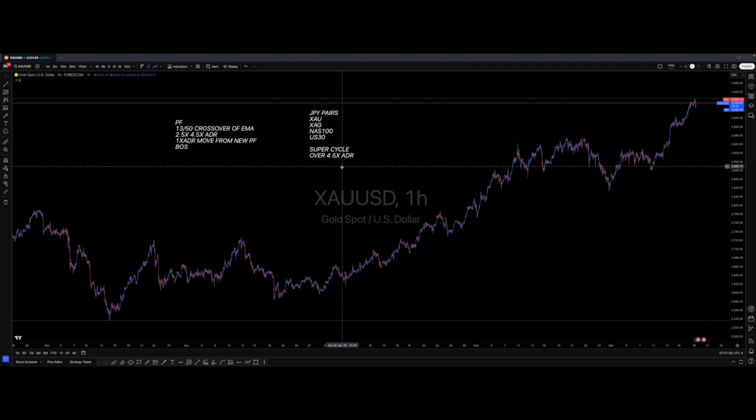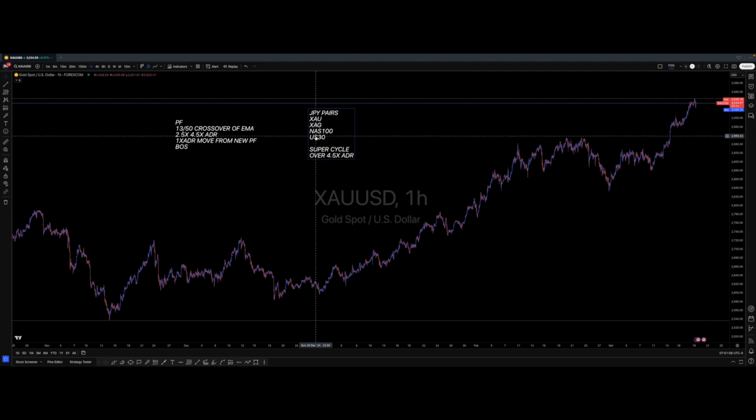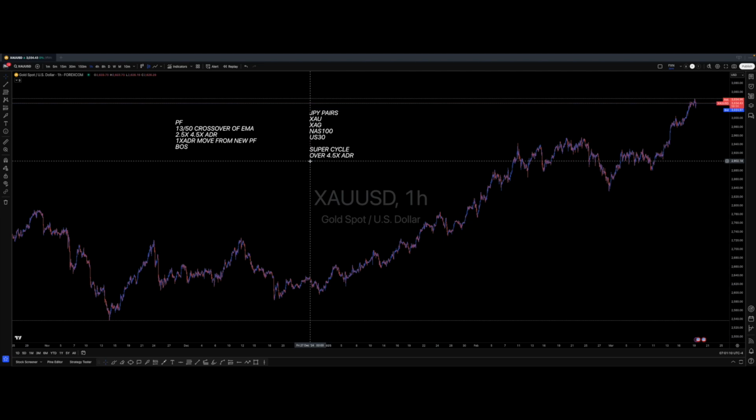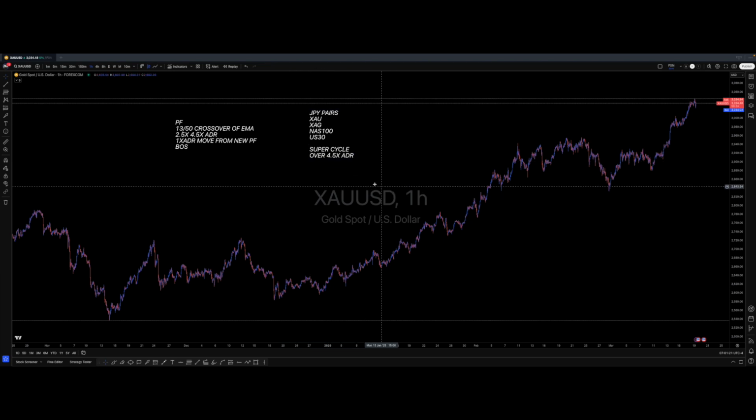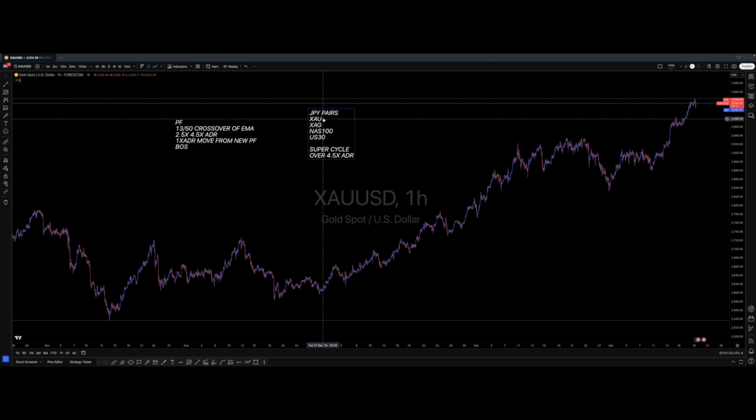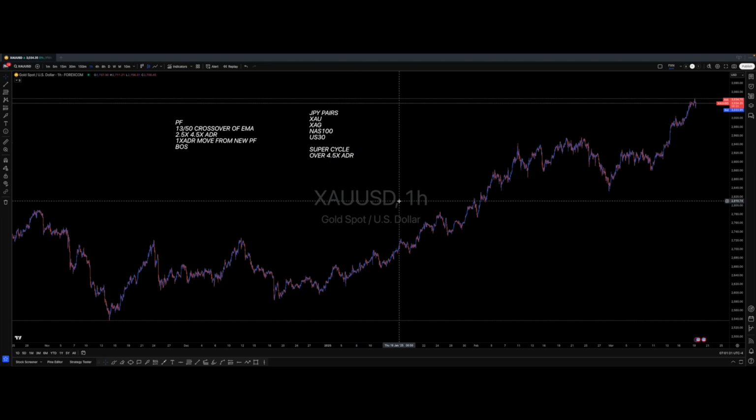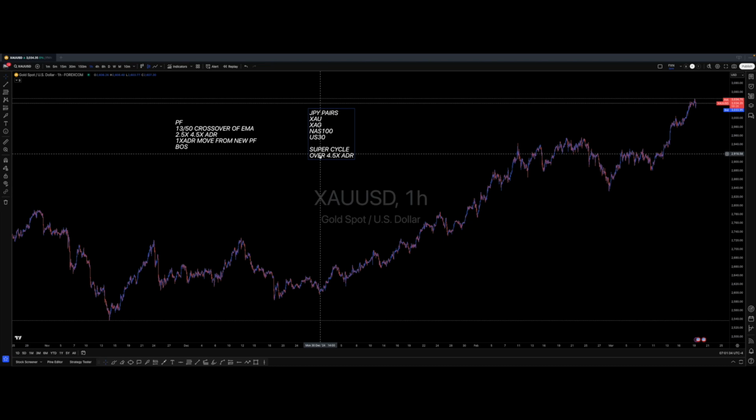Now, this phenomenon only happens on these specific pairs that I've found so far. I don't trade all the pairs, so I don't do backtesting on all of them. If you want to figure that out, you could do your own backtesting and see if that happens on other pairs. But I know for sure it happens on these pairs specifically: all JPY pairs, gold, silver, NAS, and US 30 are able to do super cycles. Again, all this means is that the cycle ranges can go beyond 4.5 times ADR.